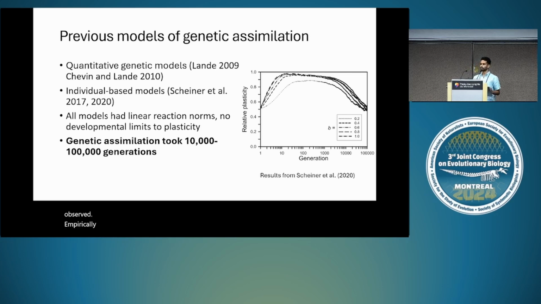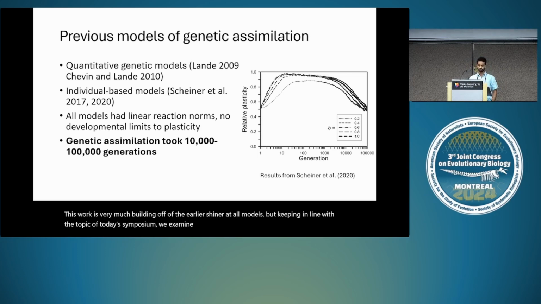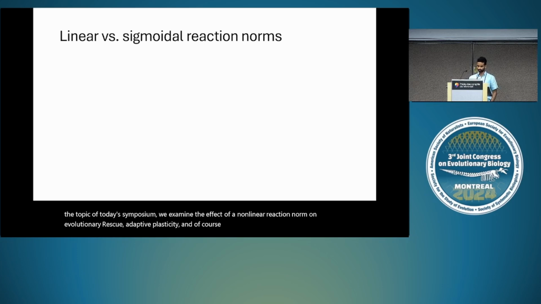So this work is very much building off of the earlier Scheiner et al. models, but keeping in line with the topic of today's symposium, we examined the effect of a nonlinear reaction norm on evolutionary rescue, adaptive plasticity, and of course, genetic assimilation.